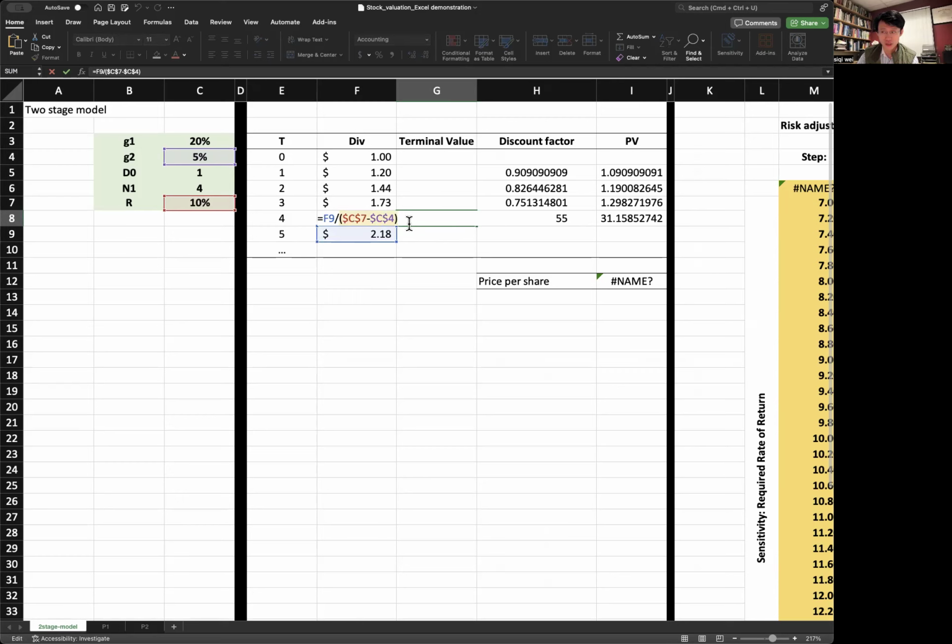With that given, you can derive the terminal value, which is the ratio of the cash flow, that is the first dividend payout on the second stage, and the difference between the required rate of return and the growth rate. That gives you the terminal value. So all you need to do in the next step is to discount back all the cash flows. That gives you the share price.